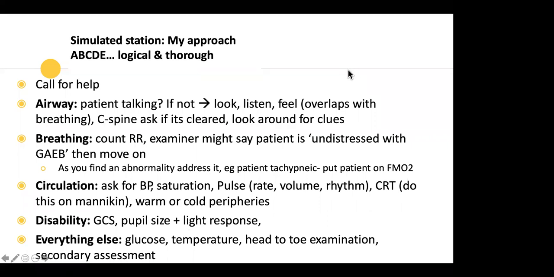Check the glucose, temperature, a head to toe exam, and secondary assessment. Again, do everything. So if you want to feel the calves on the mannequin, if you want to feel the abdomen, do and say what you would do as you're going along. And then you should be picking up, as you go along, all the abnormalities, and you need to bear these in mind and keep thinking of what your differentials are, because at the end of it all, they will ask you, okay, what do you think this is, and how would you manage this patient?